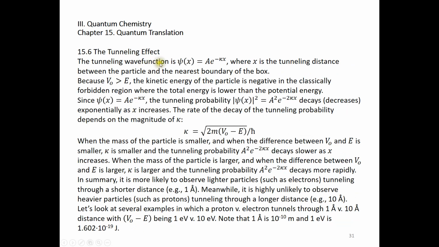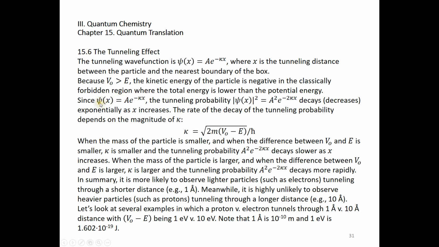The tunneling wave function is e to the power of negative kappa x times the normalization factor A. X is the tunneling distance between the particle outside the box and the nearest boundary of the box. X is always positive. Kappa is also positive when V0 is greater than E. But again, when V0 is greater than E, that means the kinetic energy of the particle is negative, and it's the so-called classically forbidden region.